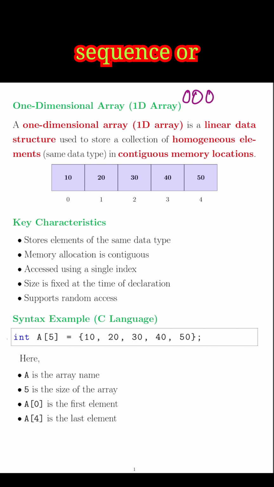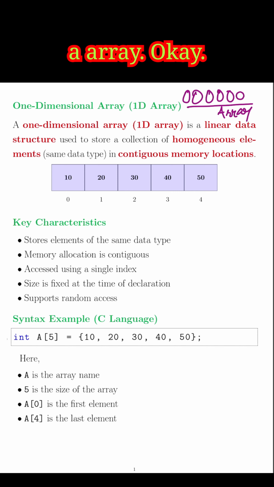Array. The sequence or this line of similar elements are called array. So here you can see that we have a sequence or a collection of rings in a single line. So we call it an array. Okay. So in data structure, array is a linear data structure.